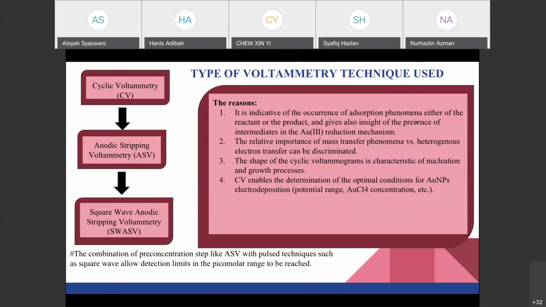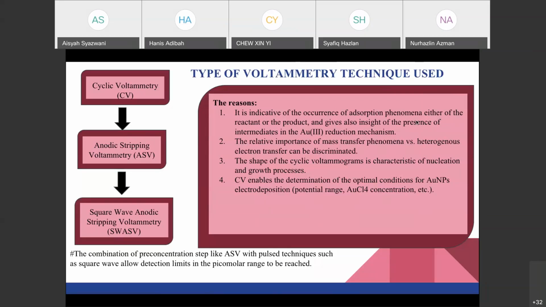Basically, the technique is the combination of a pre-concentration step like ASV with a pulse technique, which is square wave, that allows detection limit in the picomolar range to be reached. The authors state that there are 4 reasons why they choose it. First, it is indicative of the occurrence of adsorption phenomena, either of the reactant or the product, and gives also insight of the presence of intermediates in the gold 3+ reduction mechanism. Second, the relative importance of mass transfer phenomena versus heterogeneous electron transfer can be discriminated.